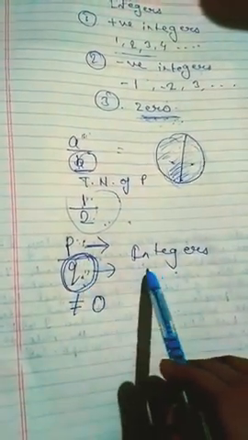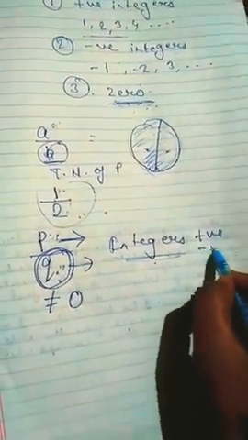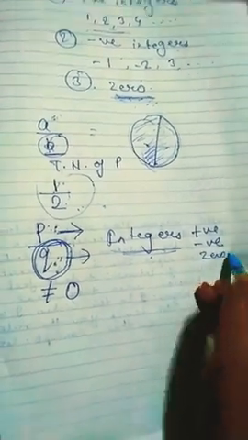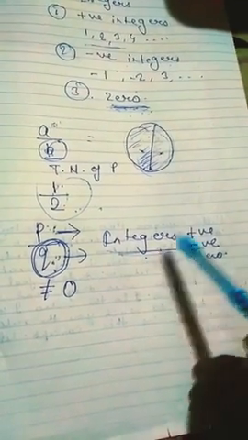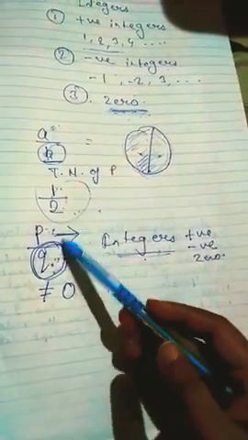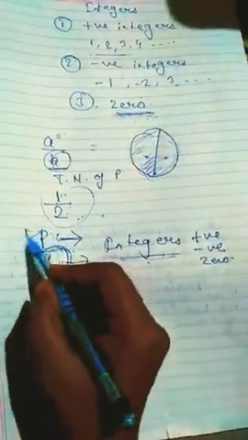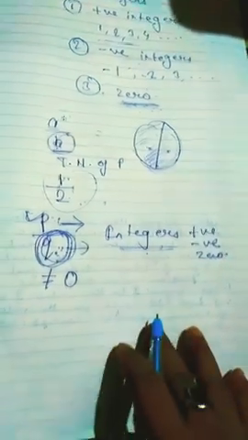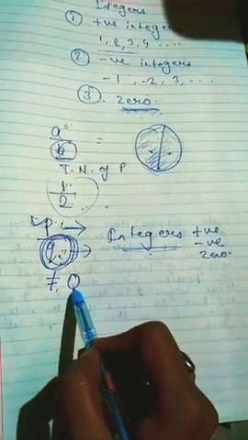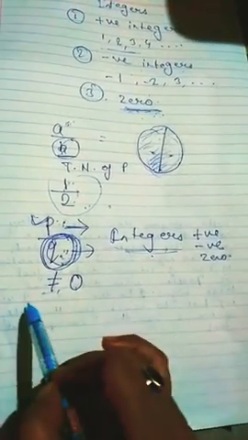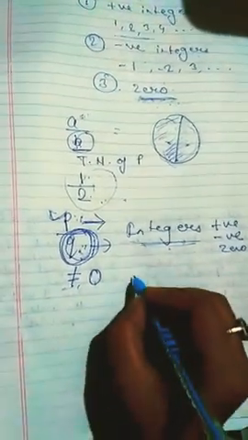Always remember, p and q are integers. Integers means they may be positive, they may be negative, and 0 also. So p by q are integers. But remember, q is always not equal to 0. Q can never ever be 0. Never.